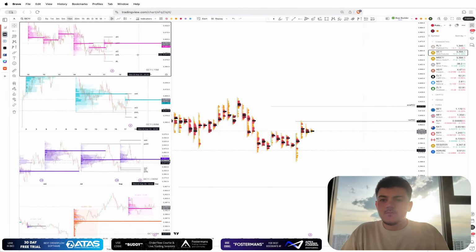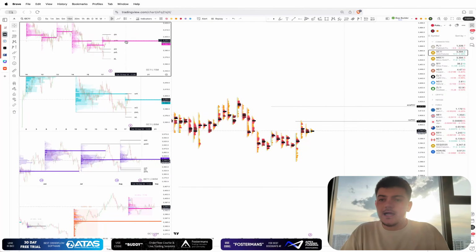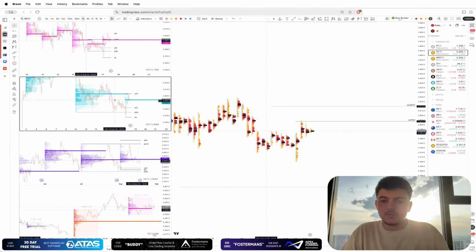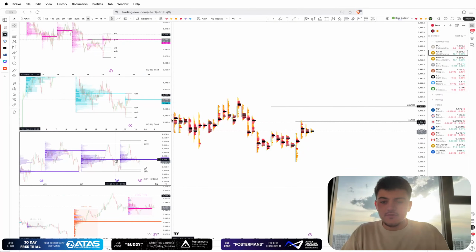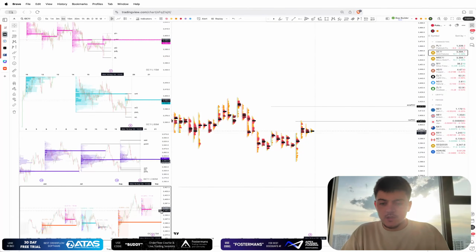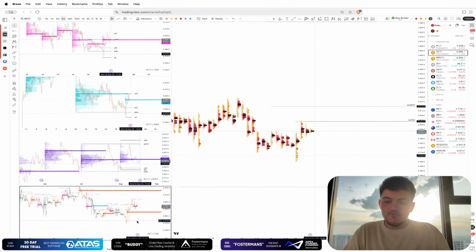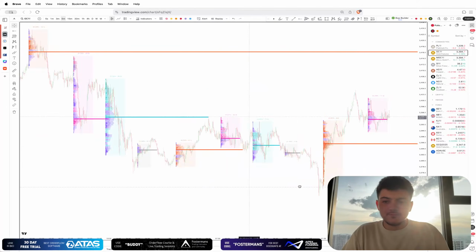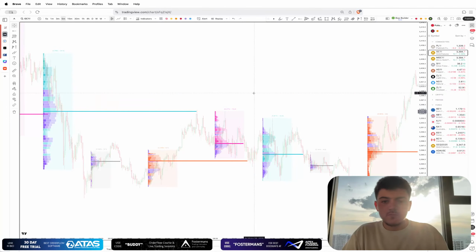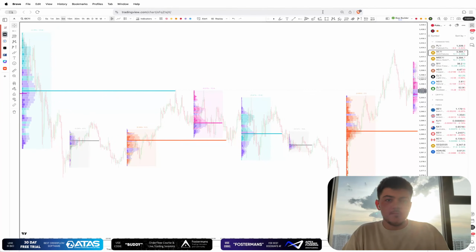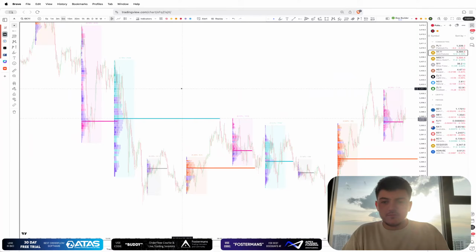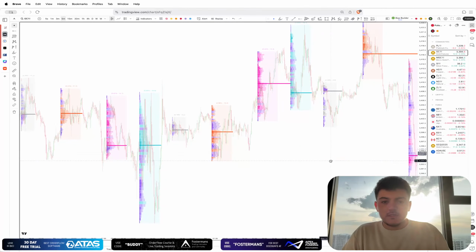Okay, so up here we have the daily profile, down here this turquoise or aqua is weekly, then we've got the monthly, and then we've got per session. You can see we have all the session POCs. If I open this up a little better, you can see we get really nice reactions, more times than not, from these specific sessions. It is definitely something you should add to your chart, in my opinion.